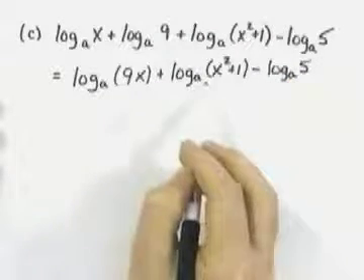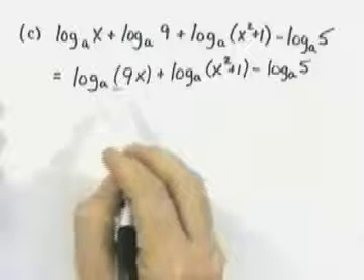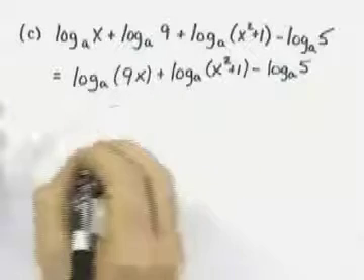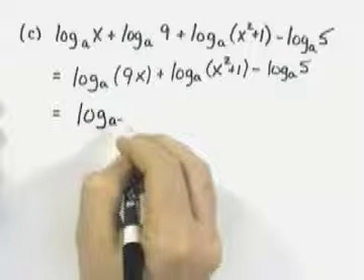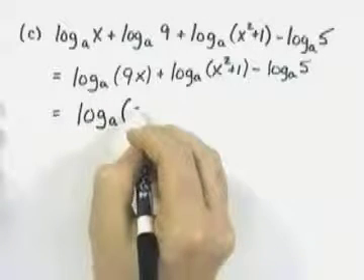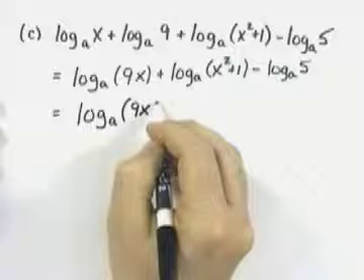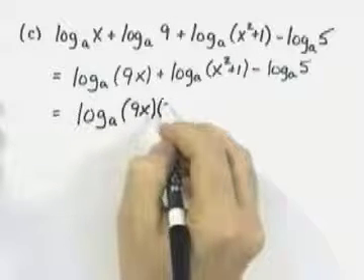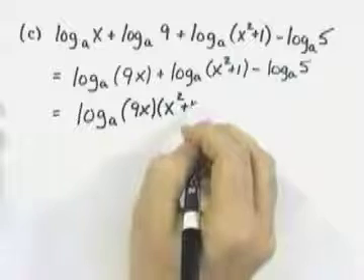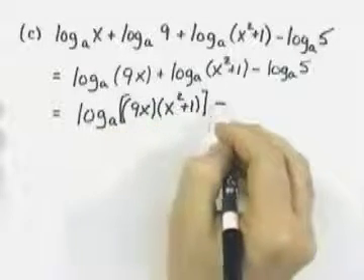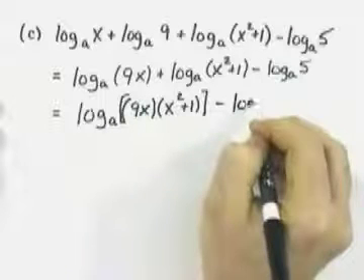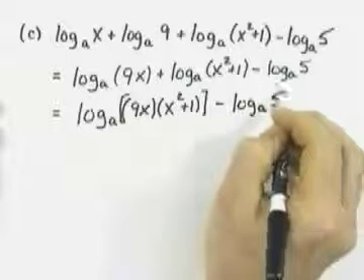In these next two terms, I have the sum of two logs with the same base, and therefore I can write that as the log of the product. So that's going to give me log base a of 9x times x squared plus 1. And I'm going to put all that in brackets. And that's minus log base a of 5.